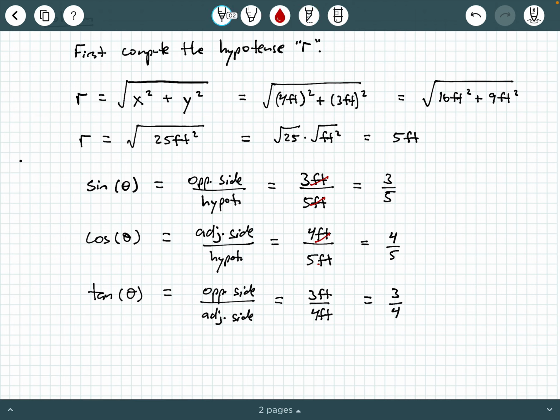So all of these feet canceled because you have feet in the numerator and the denominator. So they cancel each other out. And so you are left with a unitless value as your sine of theta, cosine of theta, and tangent of theta. So that's going to conclude this very simple example video of some right triangle trigonometry operations.